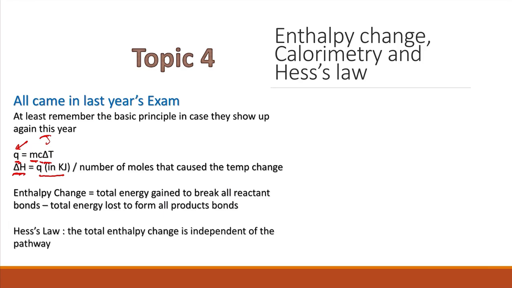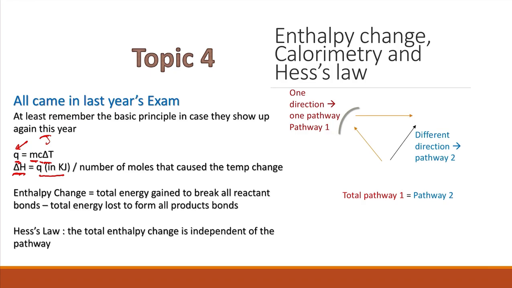And then remember Hess's law: the total enthalpy change is independent of the pathway. So you just need to construct your triangle for the reaction and look at the pathways. Now if we have these two arrows in the same direction, which means that these two are one pathway, so this is pathway one. And this arrow goes in the opposite direction, so that means it's pathway two. The total enthalpy change of pathway 1 will equal the total of pathway 2.